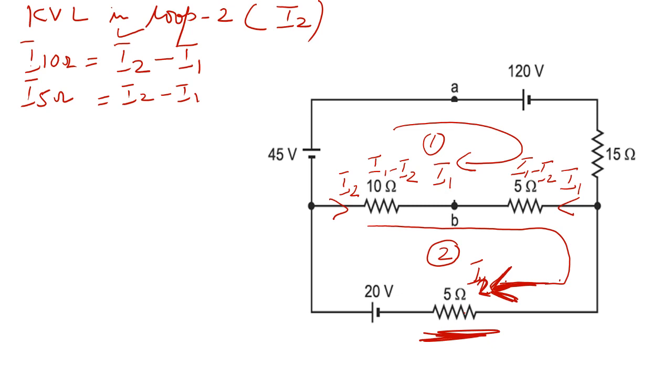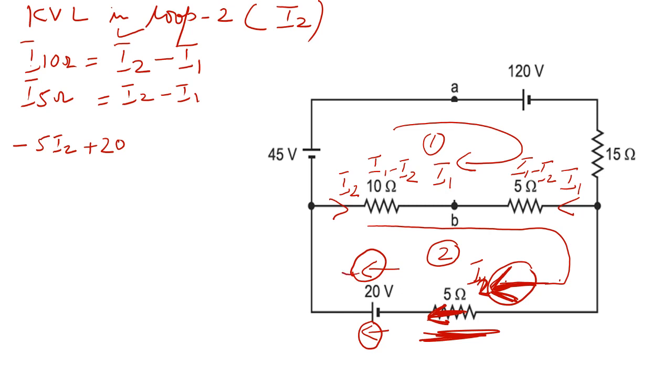So here the current passing through the 5 ohm is like this. This is the direction of the current in this 5 ohm, I2, and this is the loop direction. So they are in the same direction. So it means this is minus 5I2. Now this loop will come here. So here the direction of the voltage is this one. So the direction of the loop and the direction of the voltage are the same. So it means it is plus, and this is 20.